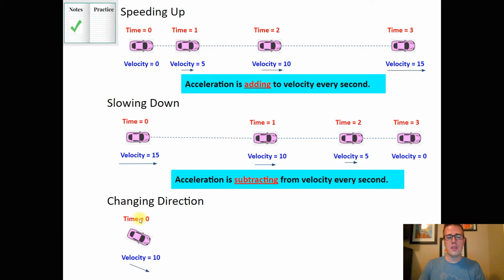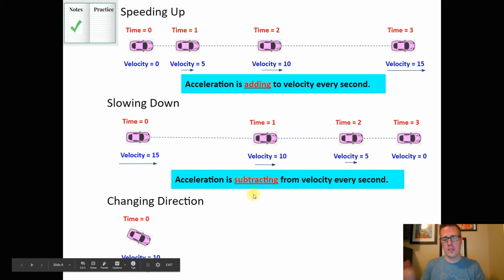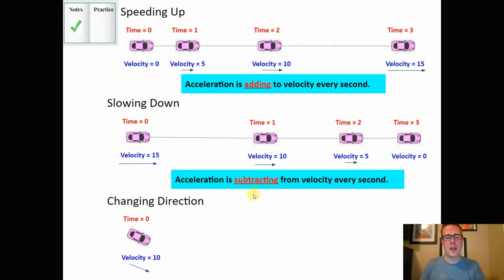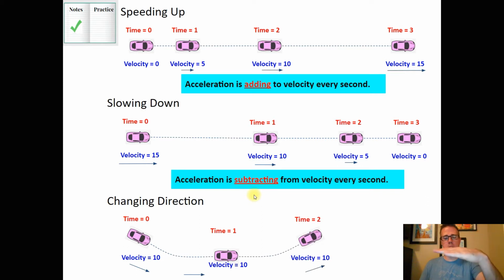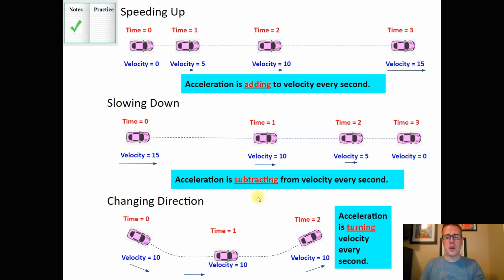So let's say at time 0, we're going 10 meters per second, but we're going down and to the right. And as we progress through this car's trip, its velocity was going down and to the right, then straight to the right, now up and to the right. This is the last form of acceleration, and it's turning velocity every second. So we have adding to velocity, subtracting from velocity, and turning the velocity. These are our three types of acceleration.